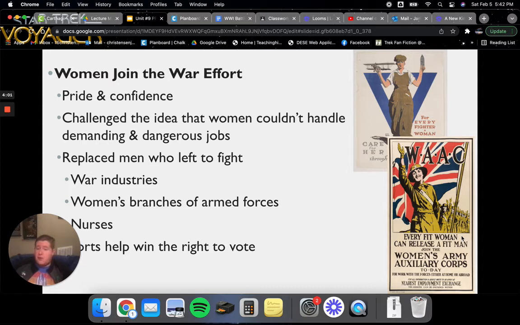They also became nurses, and they played sport. They used this as a way to help win the right to vote. They did this by getting involved in a number of ways. By, again, like I said, going to work or becoming auxiliary nurses.